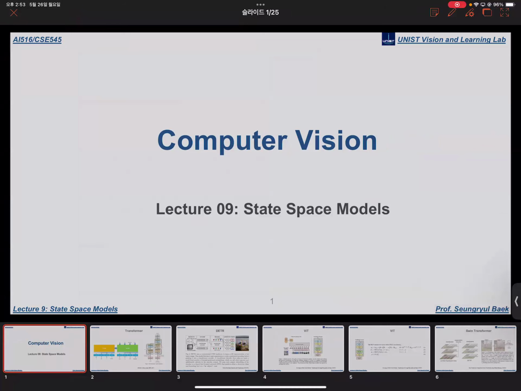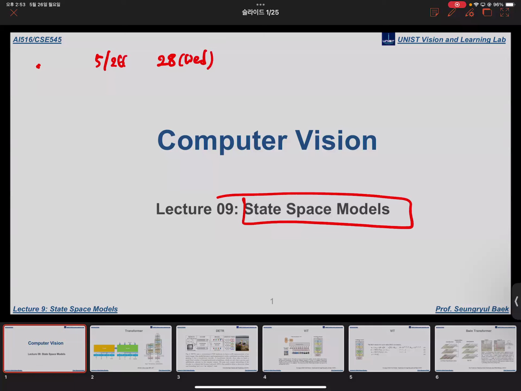Okay, so today we will start learning about these state space models. This is actually the last lecture, and as announced before, today is 16, this is Wednesday, this is Monday, and next week, this is Monday, this is Wednesday, and this is the remaining classes.